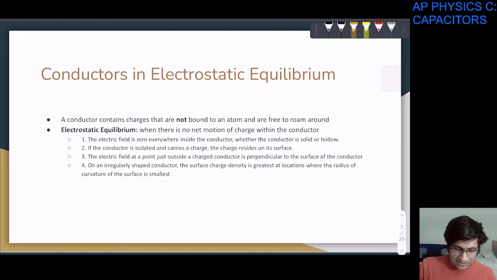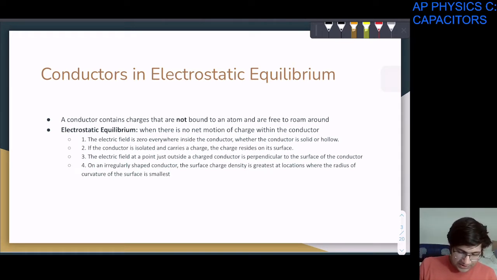Now, electrostatic equilibrium is when there's no net motion of charge within the conductor. You can think of this as all the charges having settled down, and the charges aren't moving around. Now, a few properties of this. The electric field is zero everywhere inside the conductor, whether the conductor is solid or hollow. This is just because everything gets evenly spaced.